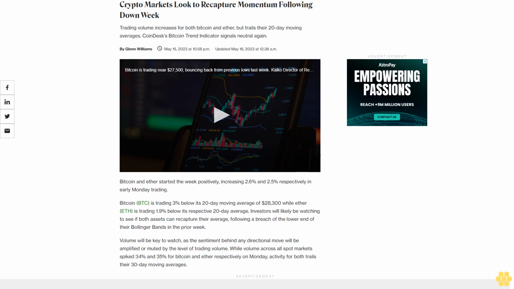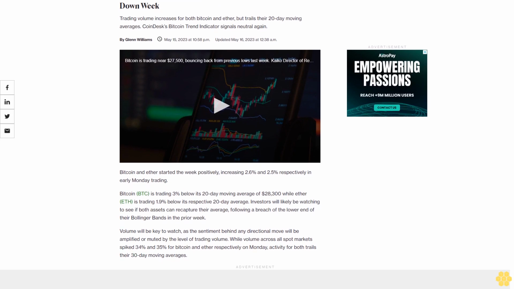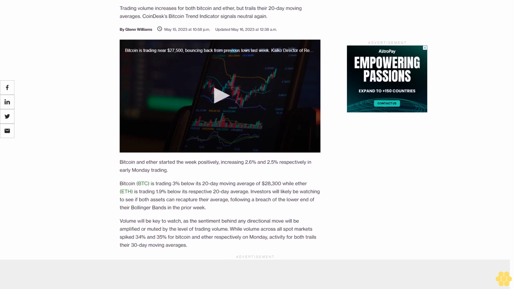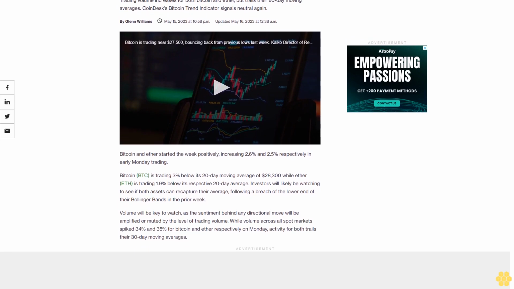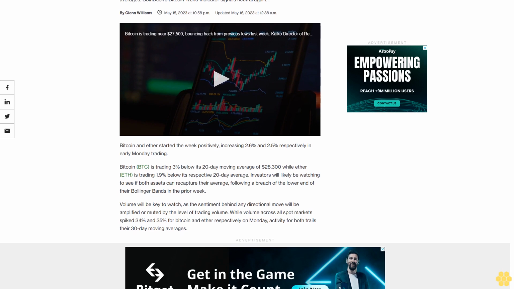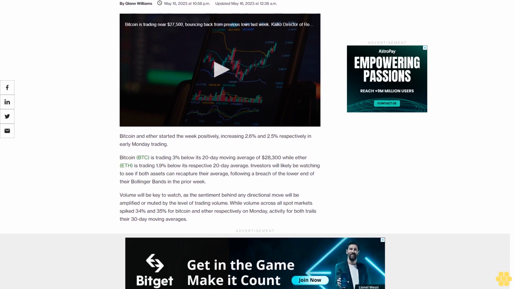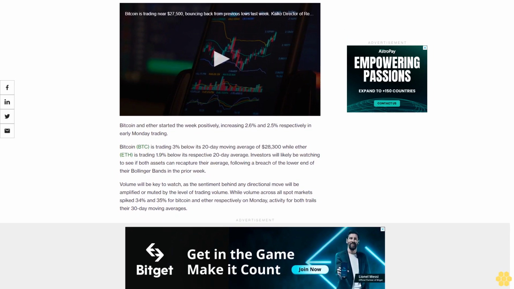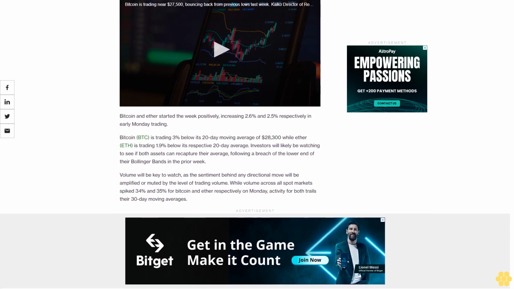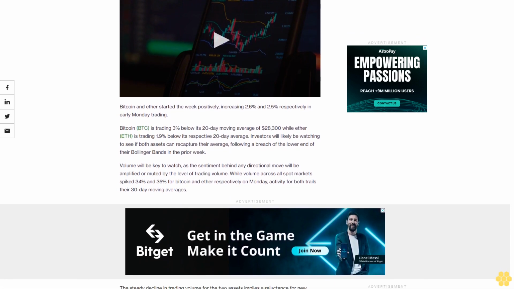Crypto markets look to recapture momentum following down week. Trading volume increases for both Bitcoin and Ether, but trails their 20-day moving averages. CoinDesk's Bitcoin trend indicator signals neutral again. Bitcoin and Ether started the week positively, increasing 2.6% and 2.5% respectively in early Monday trading.